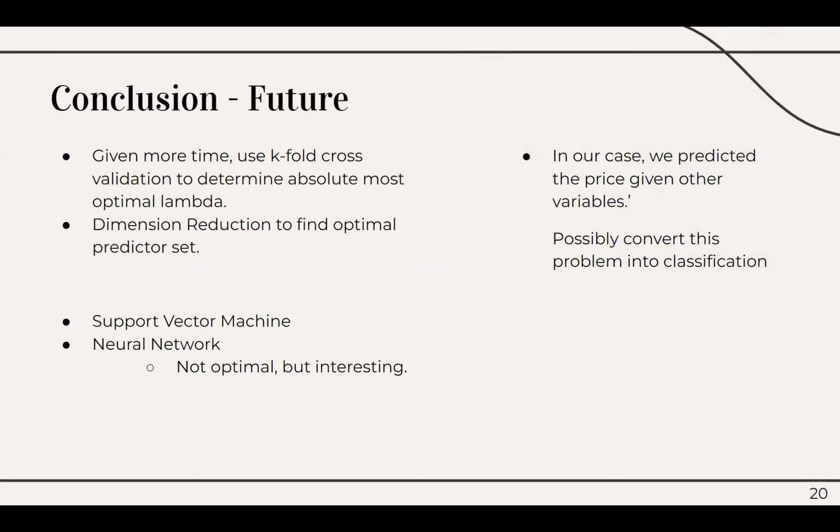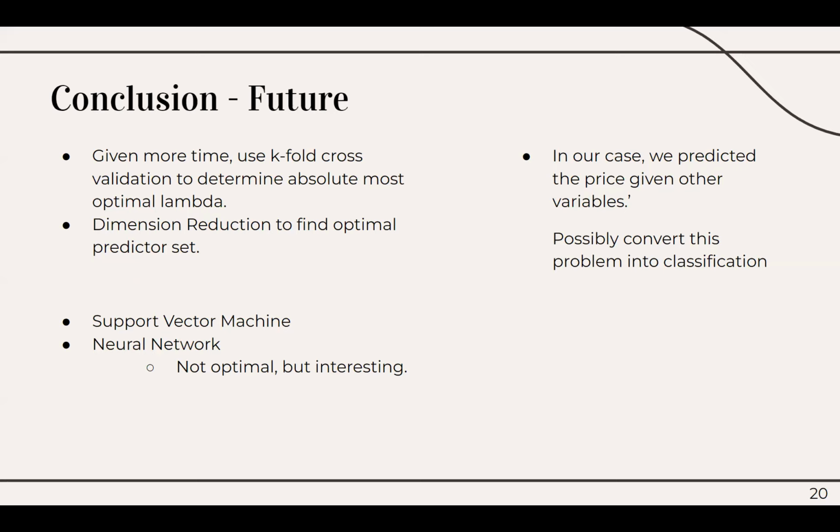In the future, given more time, I would ideally like to use k-fold cross validation to determine the best lambdas. I would also like to implement some sort of dimension reduction to see what we can get rid of in the predictor set. For this entire project, I predicted price given the other variables. However, plenty of people predict other things in the diamonds data set, for example, carats, and they do that as classification. So that would have been interesting to explore as well.